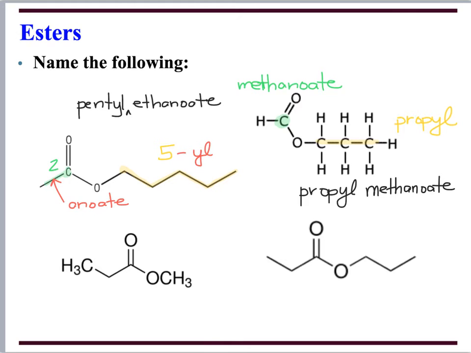Again looking at the next one, written a little bit differently, but the same idea. This time I only have 1 carbon here, so that is my methyl. And I have 1, 2, 3 carbons on this side, so that's my propanoate. So the name is going to be methyl propanoate.